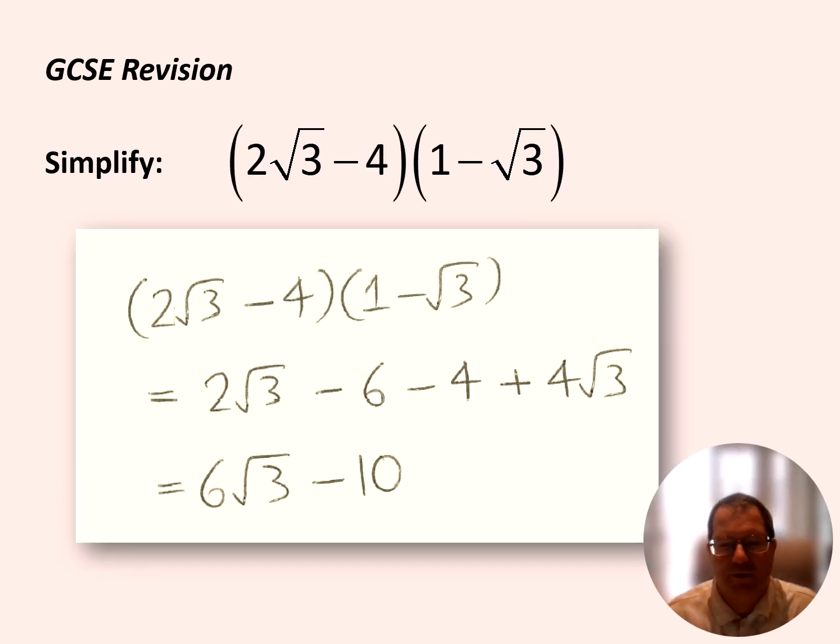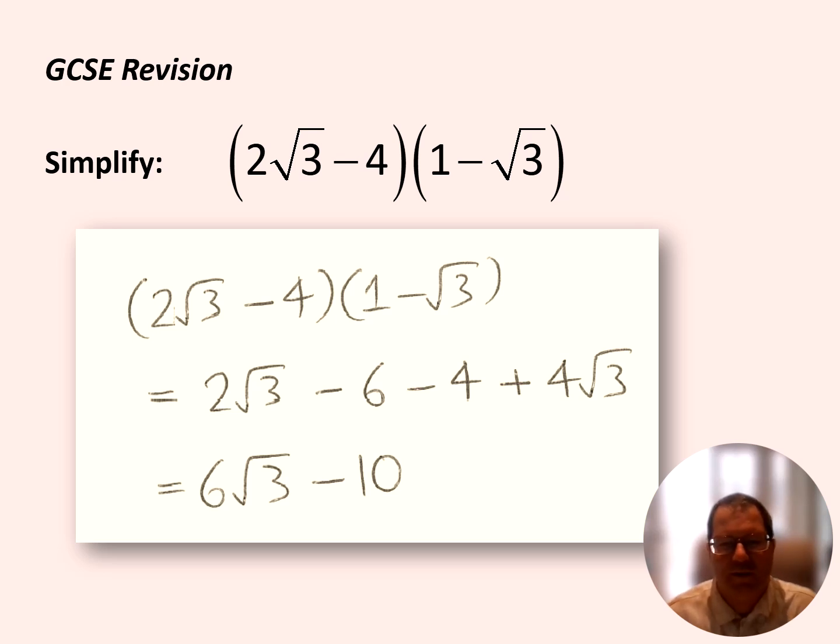You should have been shown how to expand brackets which contain surds. It's a bit similar to when we're expanding brackets with x's in, except we're only going to get 2 terms normally in our final answer, assuming that both brackets have the same surd, in this case root 3.